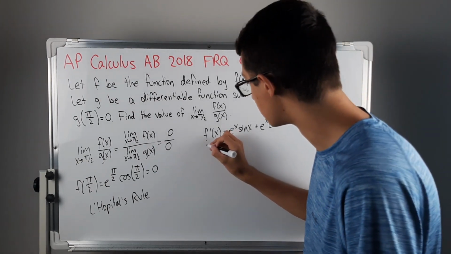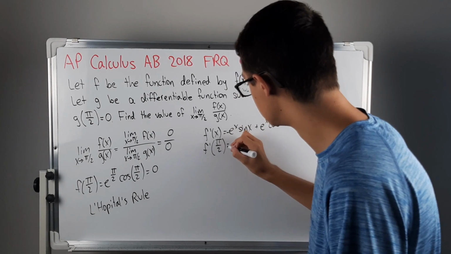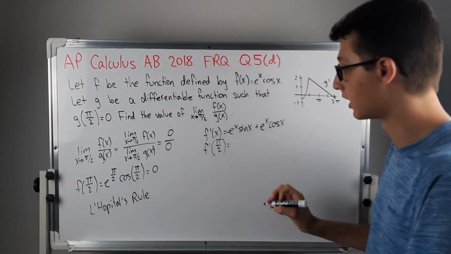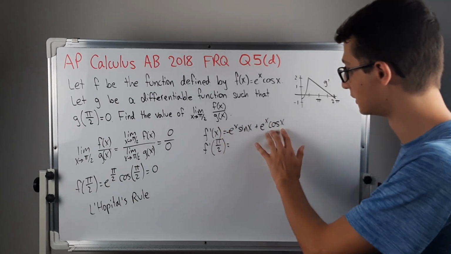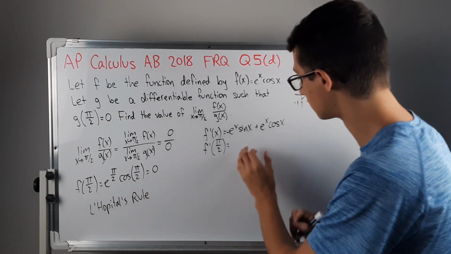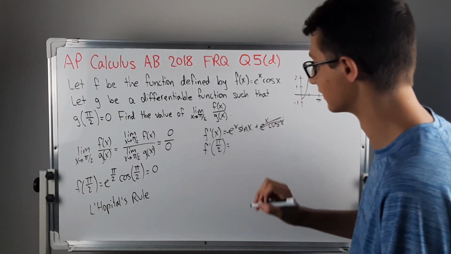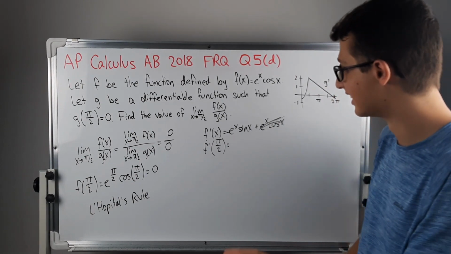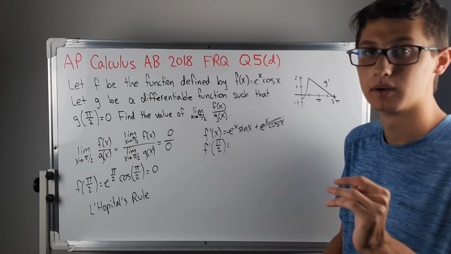So now f prime of pi over 2 is going to be, well, we just plug in pi over 2 into here. Let's see if we can see any shortcuts. We know cosine of pi over 2, we said that was 0. So this whole term is 0, and we can get rid of that. We don't need it. And over here, sine of pi over 2 is going to be 1.